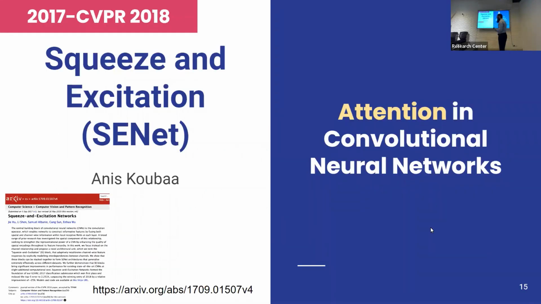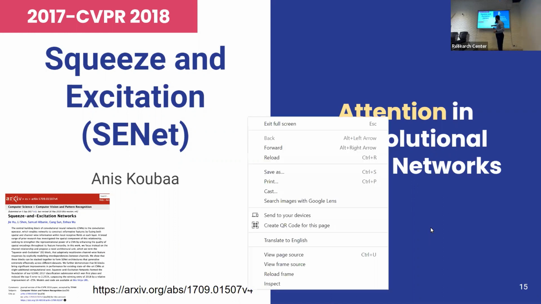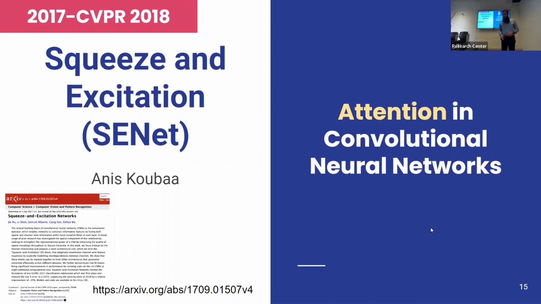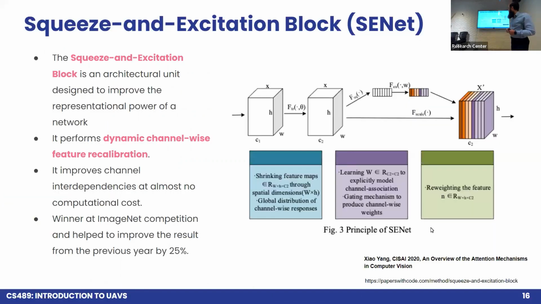Now I'm going to provide 3 seminal works in chronological order. The first one is Squeeze and Excitation, which is pretty much known as the SENet architecture. It was proposed in 2017 and published in CVPR 2018, and you can find it on arXiv. And let's see how they have managed to implement attention here.